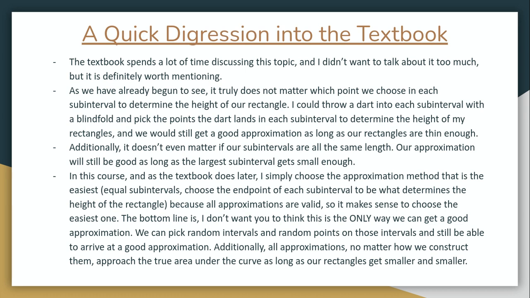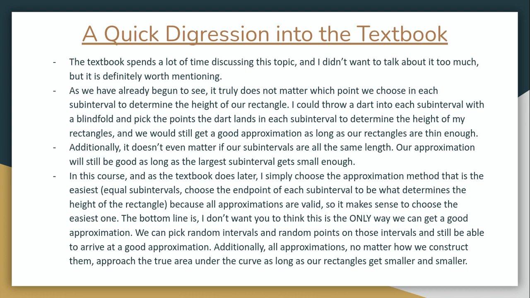The textbook spends a lot of time discussing this topic, and I didn't want to discuss it too much, but it's definitely worth mentioning. I've already talked about it a lot, but I'm going to beat the dead horse one more time. As we've already begun to see, it truly does not matter which point we use in each subinterval to determine the height of our rectangle. I could throw a dart into each subinterval with a blindfold and pick the point that the dart lands in to determine the height of my rectangles, and we would still get a good approximation as long as our rectangles are thin enough.